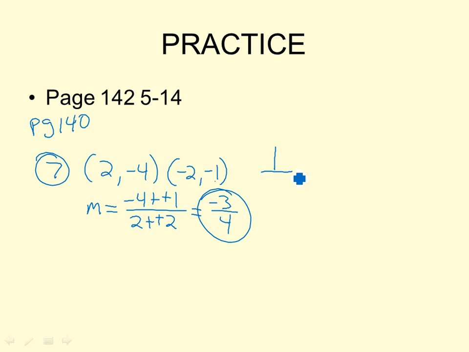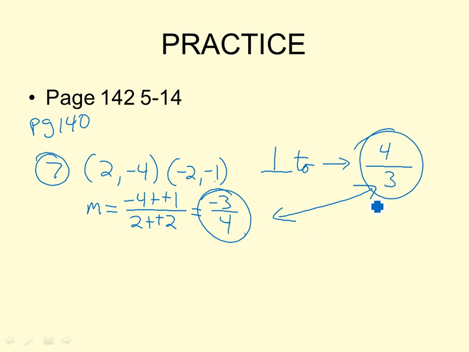We want a line that's perpendicular to that. Well, all we do is take this answer and we do the opposite reciprocal. So we flip it over, it becomes 4/3, and it was a negative, so now it's gonna be a positive. So those are our two answers. This is the original line, this is the line that's perpendicular to it.